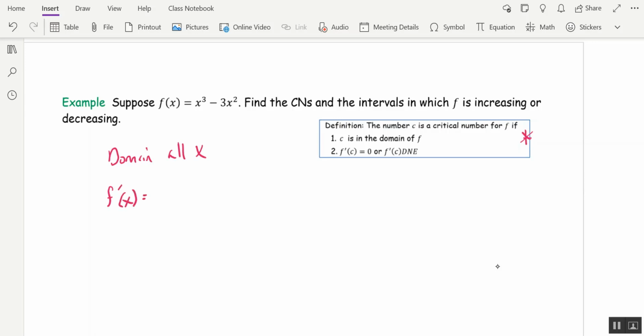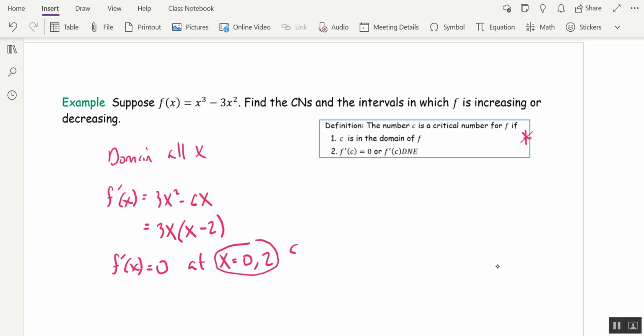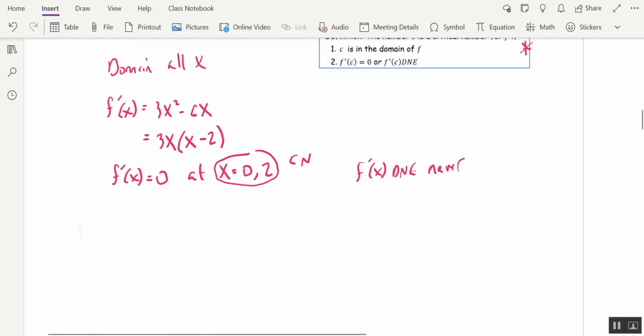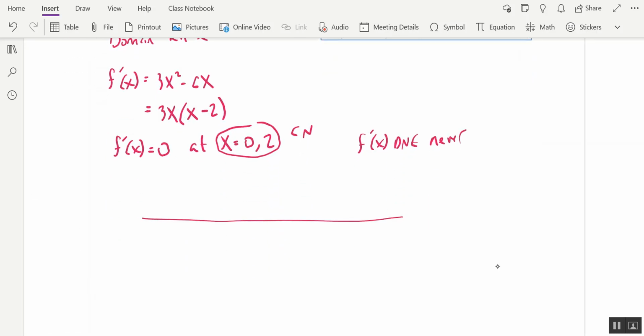F prime of x is equal to 3x squared minus 6x. And we need to factor that. Let's pull out a 3x, and then we're left with x minus 2. So now we know f prime of x equals 0 at x equals 0 and 2. So those are our critical numbers. There are no places where f prime does not exist. So that's a never. All right, so now we're ready to make a number line. Here it is. I always like to label my number lines because pretty soon we're going to be doing f double prime number lines.